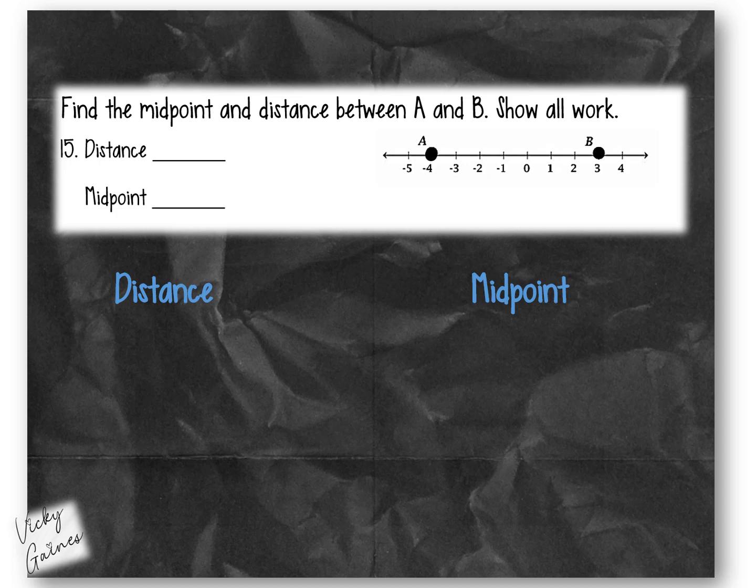So distance is the difference between their coordinates. So I did 3 minus -4. I don't need absolute values because I'm doing the right minus the left. And I said in class, if you do that, you don't have to worry about the absolute value signs. So the length, the distance between A and B is 7. Midpoint is the average of the coordinates. So -4 plus 3 over 2. Simplify, -1 over 2, or we're just going to get -1/2.